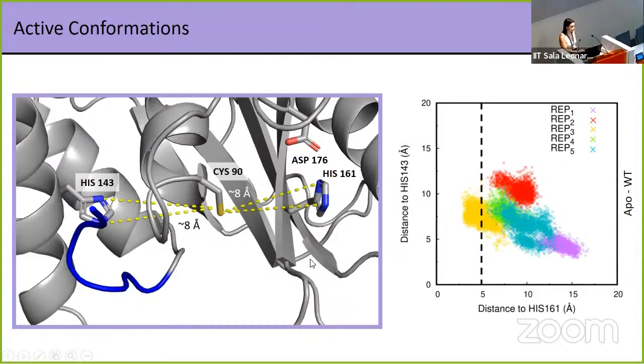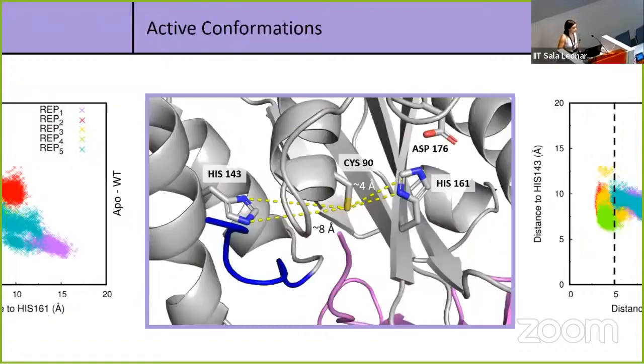And so we decided to do a scatter plot with both of these distances, meaning the distance between this cysteine and the catalytic histidine, and the other histidine. What you can see here on the right is that first we defined a cutoff of 5 angstroms, meaning that what was to the left of the 5 angstroms was considered active, and what was on the right was considered inactive. Here in the apo structure, you can see that we have around 15% of active structures, and actually all of them are from the same replicate. As you can see, they are all the same color. And once again, we can confirm that in the apo form, our protein is actually inactive.